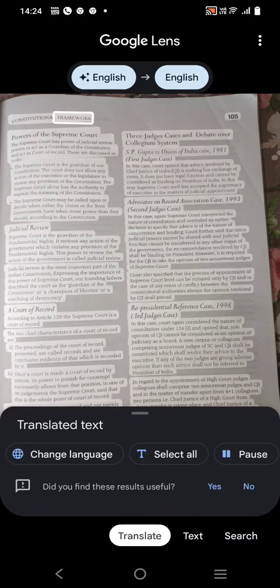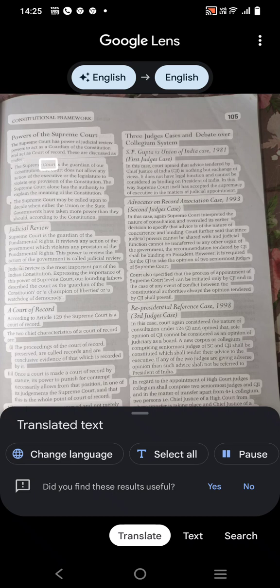Constitutional Framework. Powers of the Supreme Court. The Supreme Court has the power of judicial review, powers to act as a guardian of the Constitution, and to act as a court of record. These are discussed as under.